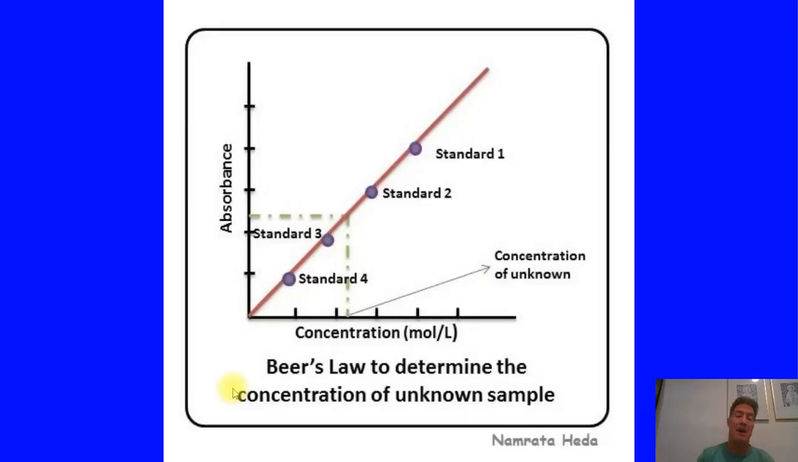And here's the basic payoff. Once you have this graph, you can say, hey, this doesn't change. This tends to be the same slope, this line. So we've done it with these four standards. Well, that allows us to interpolate something in between those standards. So we can say, well, what's the absorbance at this particular concentration? Or what is the concentration at this particular absorbance? So we can determine the concentration of an unknown sample.